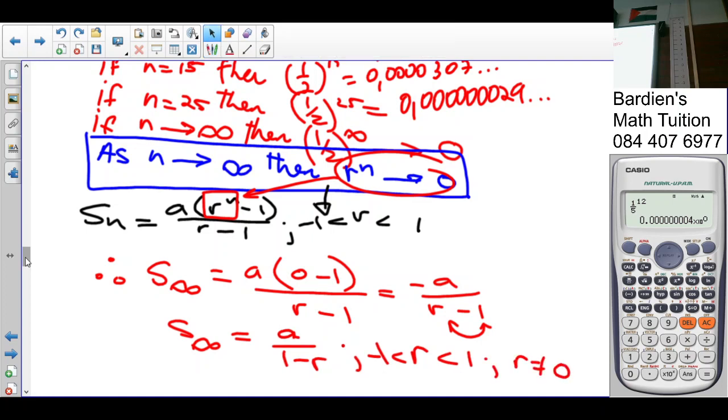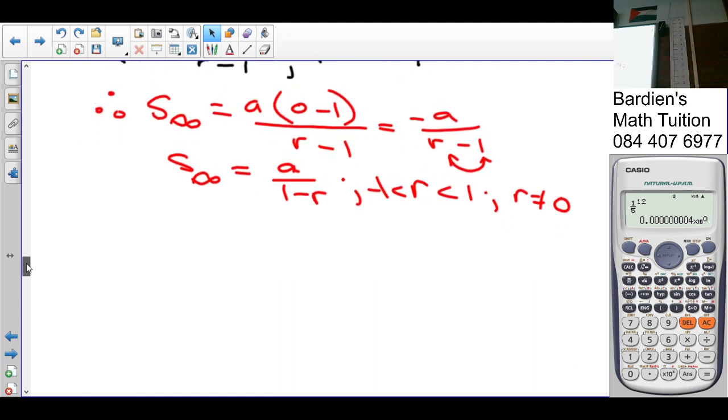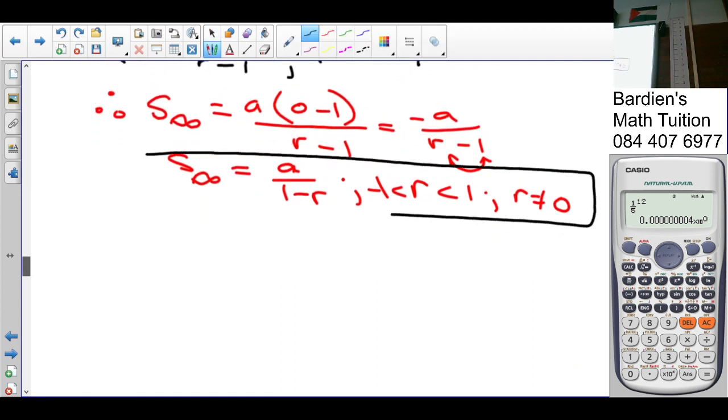So if you don't understand that long explanation that we used the calculator for, this is the one thing you need to know only. They would never ask you to prove how you get this. That's the one thing you need to know. That formula is also given on the formula sheet. Okay?